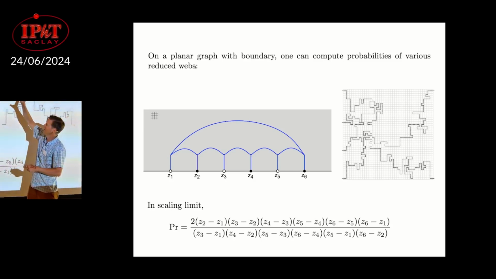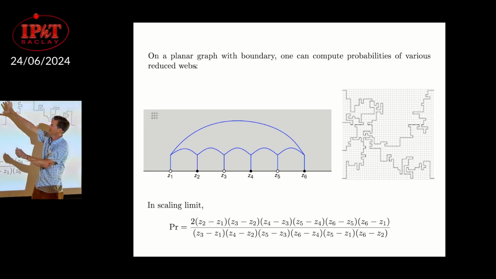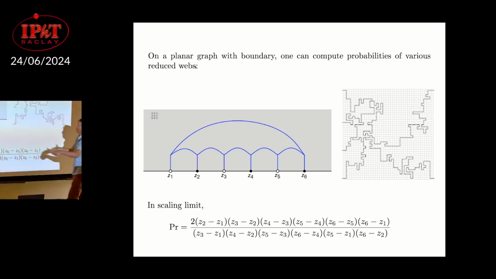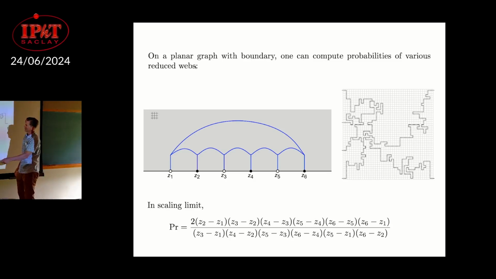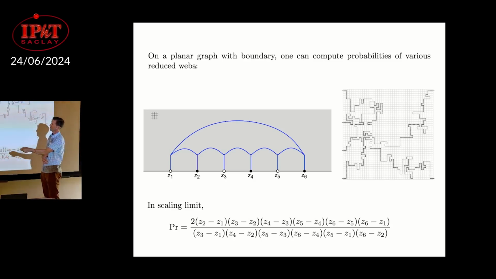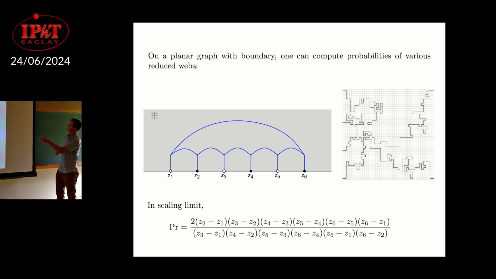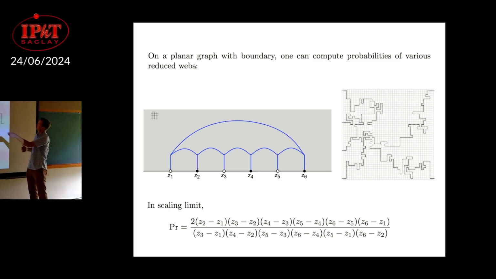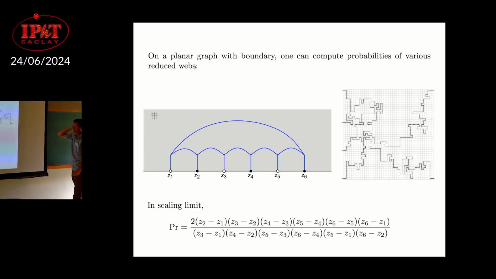So if your surface has no topology, if it's just simply connected, just a disk with some boundary points, you can do all the calculations. And in the scaling limit, you get some pretty formulas like this one for the probability that your reduced web has this topological type. This is one of the 6 different topological types of reduced webs when you have 6 boundary points, which are white, black, white, black, white, black. And here's what that spine might look like in this case. It's got a hexagon and then 6 arms coming out to the 6 different boundary points.